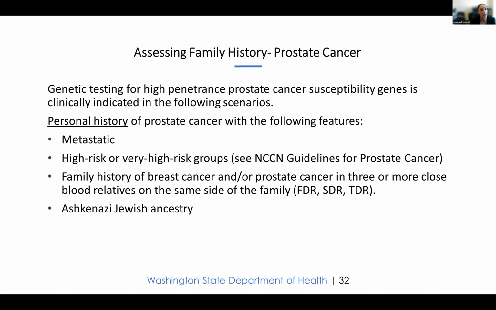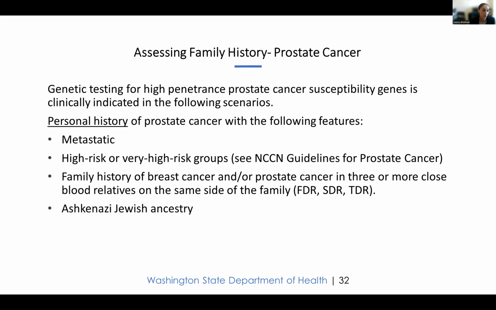And obviously, if there is a family history of a known pathogenic germline variant, that individual would also meet criteria for genetic evaluation. Now, specifically moving on to prostate cancer, this is individuals who have a personal history of prostate cancer. So individuals with metastatic prostate cancer, high risk or very high risk groups. So for more information about the risk stratification groups, because it can get quite detailed, you can take a look at the NCCN guidelines for prostate cancer.